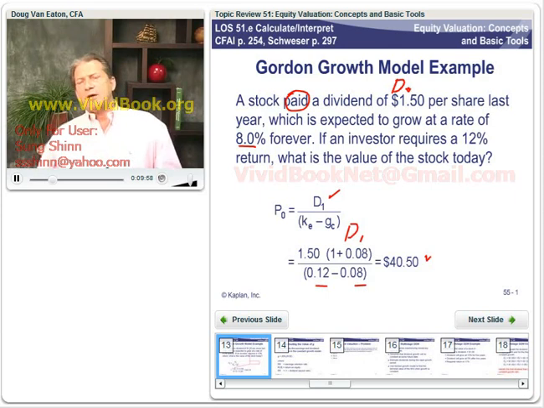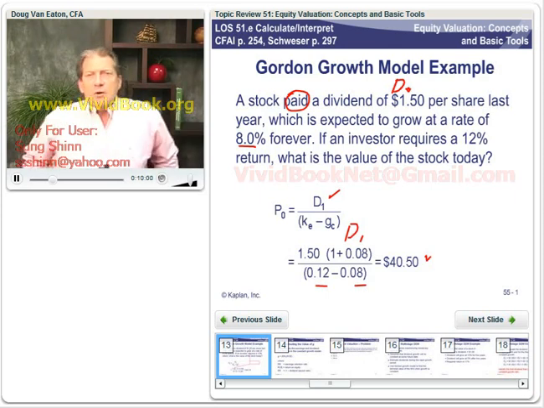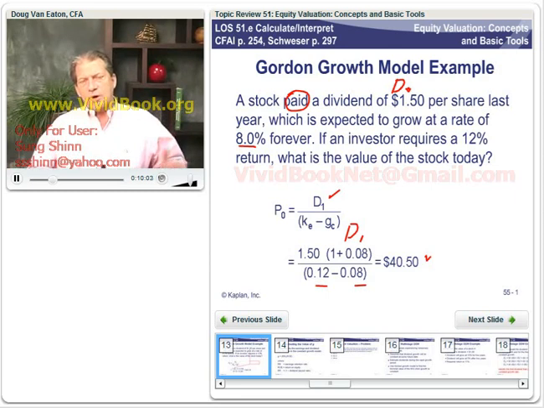So please understand, we haven't done anything fancy here. We're really taking the present value of all these dividends, growing them at 8% and discounting them back at 12%. Well, for an infinite series like that, the value actually converges. That's all. So it converges to $40.50.